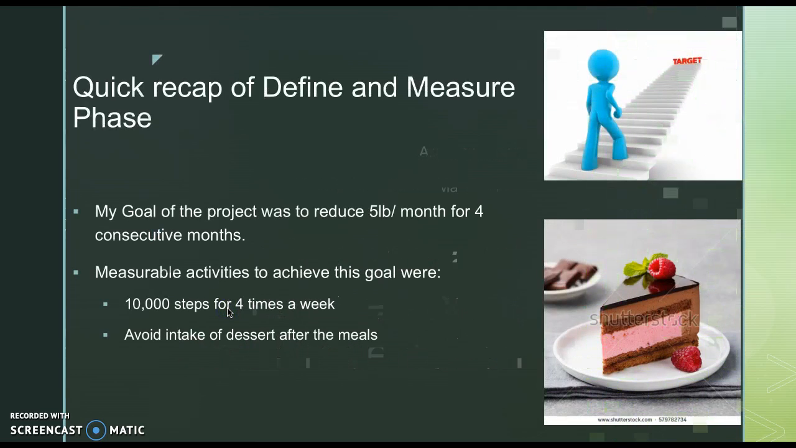To start with, I would like to do a quick recap of my define and measure phase. The goal of my project was to reduce 5 pounds per month for 4 consecutive months. The plan to achieve that goal was to do some measurable activities, which were 10,000 steps 4 times a week, or to avoid intake of dessert after the meals.